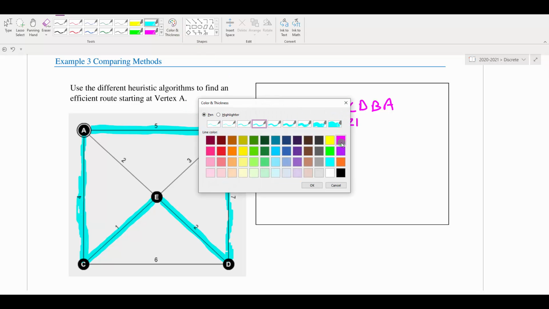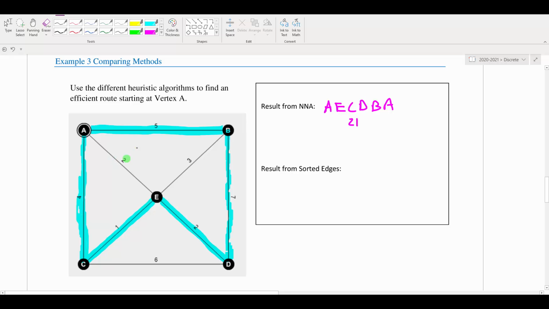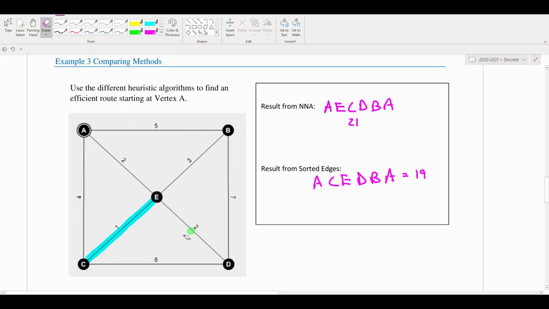Okay, so here is the first option, right? When I choose this 2, this is what I get from sorted edges. So I get A, C, E, D, B, A, and if I add those up, I get 19. Which is great because that beats out nearest neighbor, but I do need to go back. So I'm going to get rid of everything here. And I'm going to go back to where I made this decision to choose this 2 down here, and I'm going to choose this 2 instead and see if I get anything different.